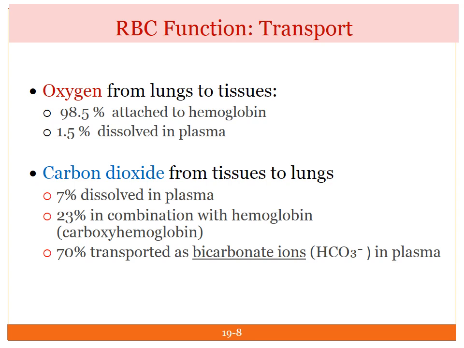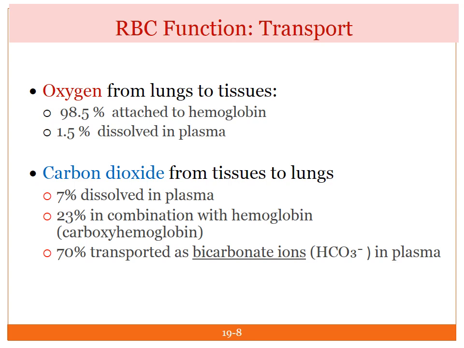If we look at how the respiratory gases, oxygen and carbon dioxide, are transported in blood, if we're going from the lungs to the tissues, in the lungs the blood picks up oxygen from the air that we breathe in, and we see that 98.5% of oxygen is attached to hemoglobin within the red blood cell. About 1.5% will be dissolved in the plasma. So the vast majority of oxygen is attached to the hemoglobin within the red blood cell for transport.